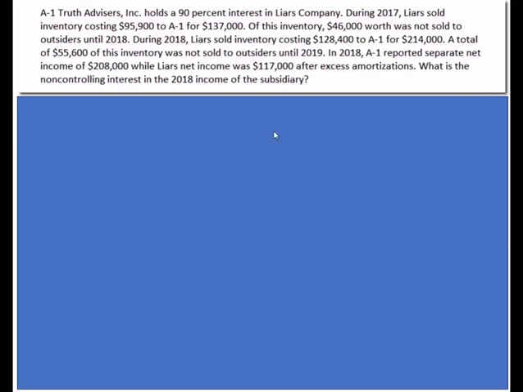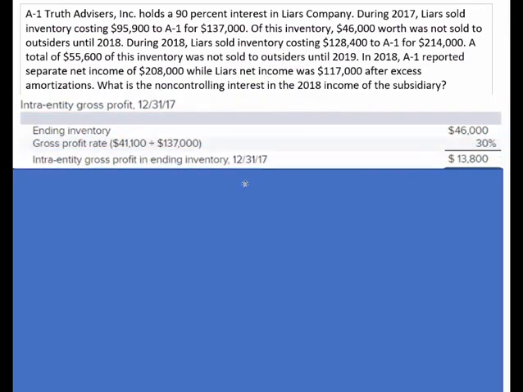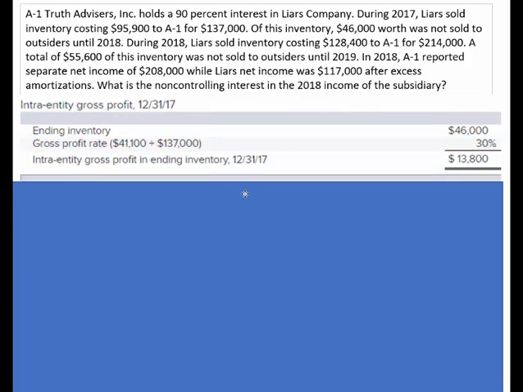All right. Now, to determine that, we need to do a couple calculations, and I'll show those on the screen. First, we have to come up with the intra-entity gross profit. The ending inventory as of 12/31/17 related to the sale of Lyers to A1 was $46,000. And we have to calculate the gross profit rate.